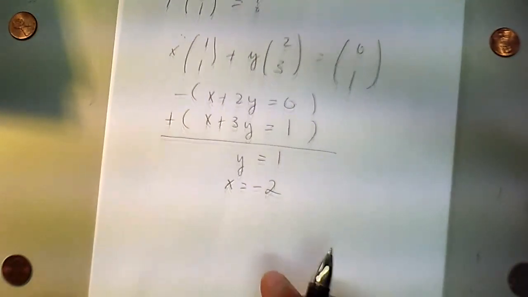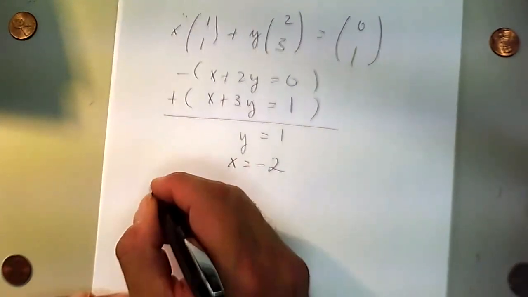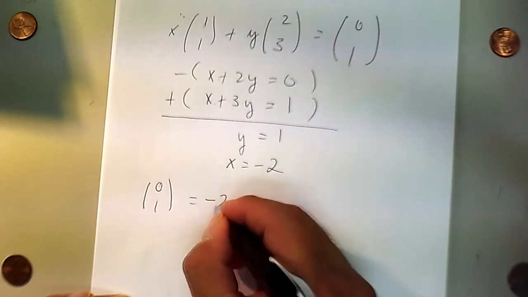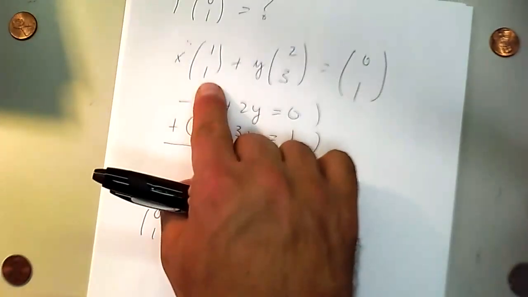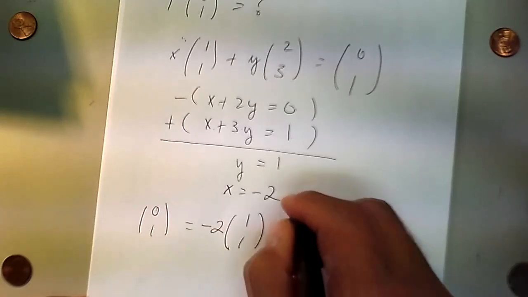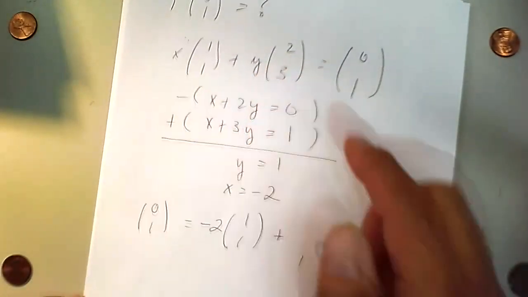So (0, 1) is equal to negative 2 times (1, 1) plus 1 times (2, 3), which we don't necessarily write down.